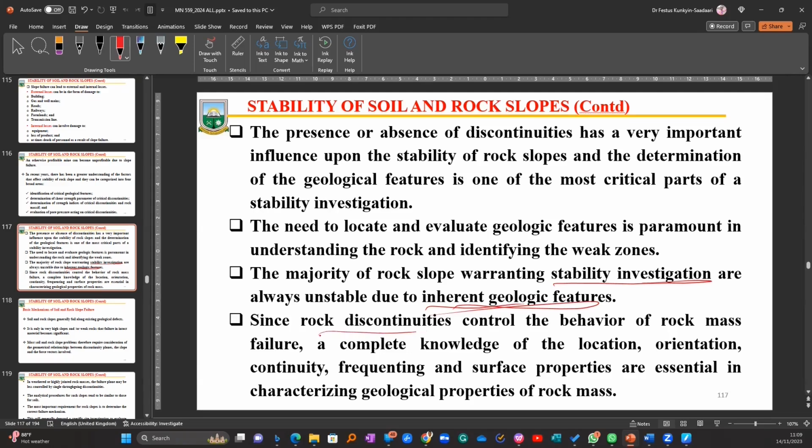So since rock discontinuities control the behavior of the rock mass failure, you need a complete knowledge of where it is, the location, how it is oriented. Is it continuous? Maybe it shows up in the phyllite zone, and as you move along to the granite zone, it shows up again. So the continuity of it you need to know. And then the frequenting surface properties are essential in characterizing this particular property of the rock.